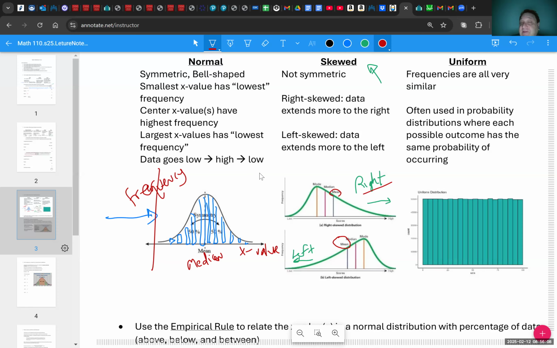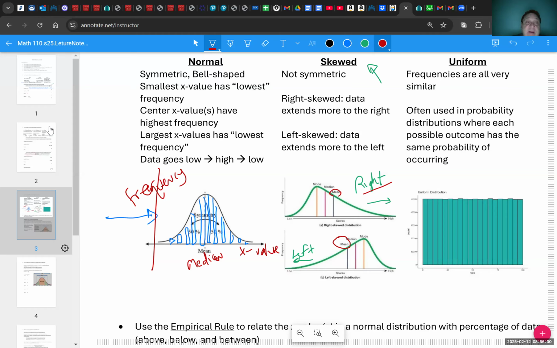When you're asked to describe a distribution of a data set, what you're really being asked to do is give 3 things: the center, the variation, and the shape. So center, variation, and shape.